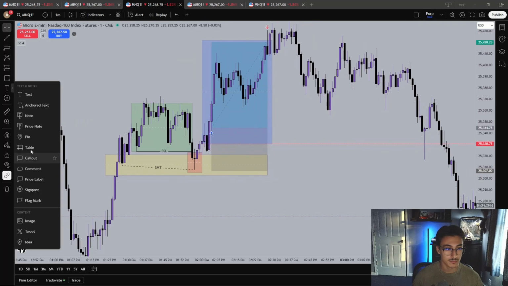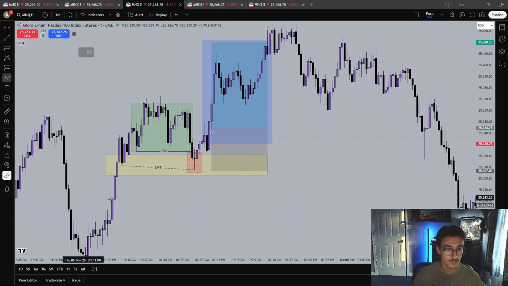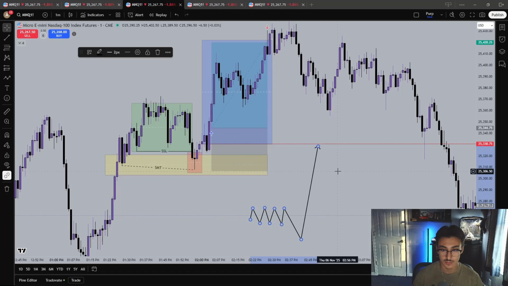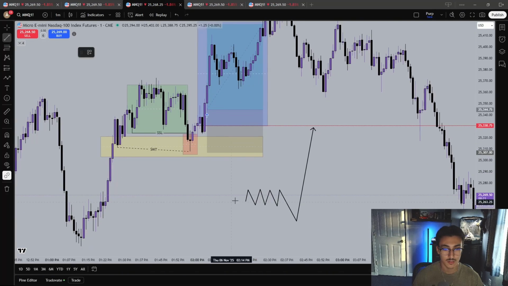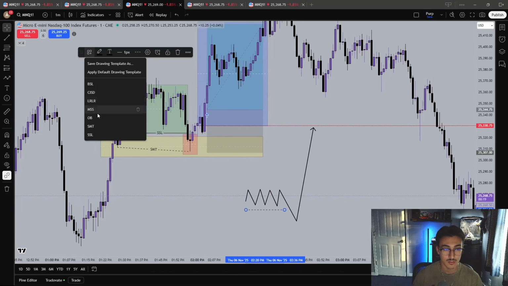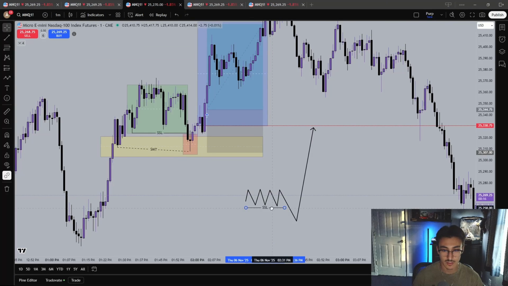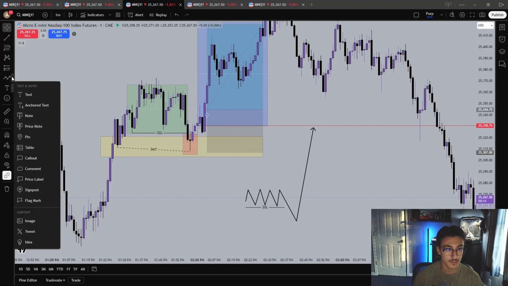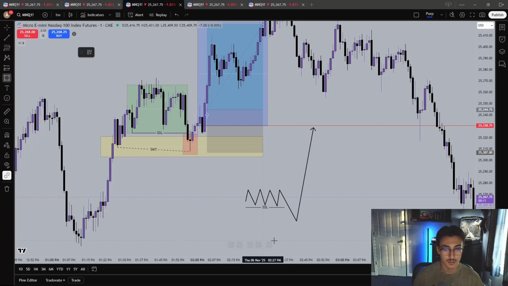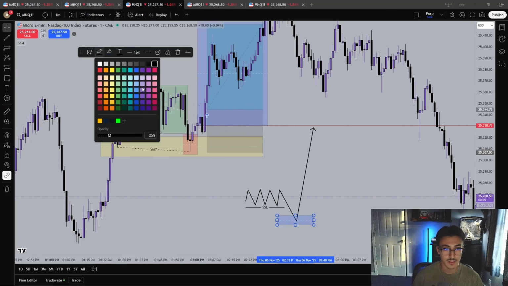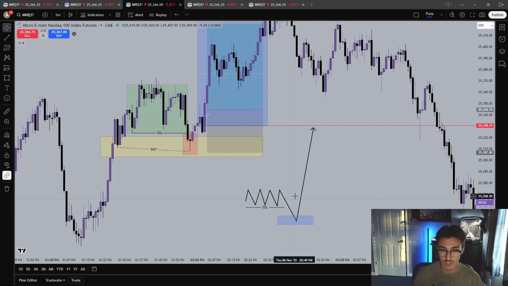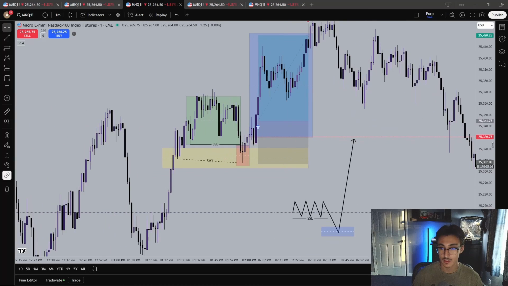Let me draw that out for you. Accumulates, manipulates, distributes. Sell side liquidity gets taken. Fair value gap gets tapped. We get a change in our order flow with the inverse fair value gaps to the upside. And then we get the distribution. Okay, clear examples today.